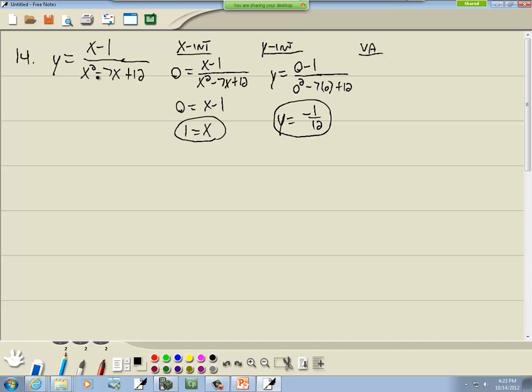Now our steps say to factor the top, factor the bottom. And I can factor the bottom. It's x minus 3 times x minus 4. But that doesn't cancel with anything on the top. So I'm going to go ahead and skip straight to step 3. Set your denominator equal to 0 and solve.